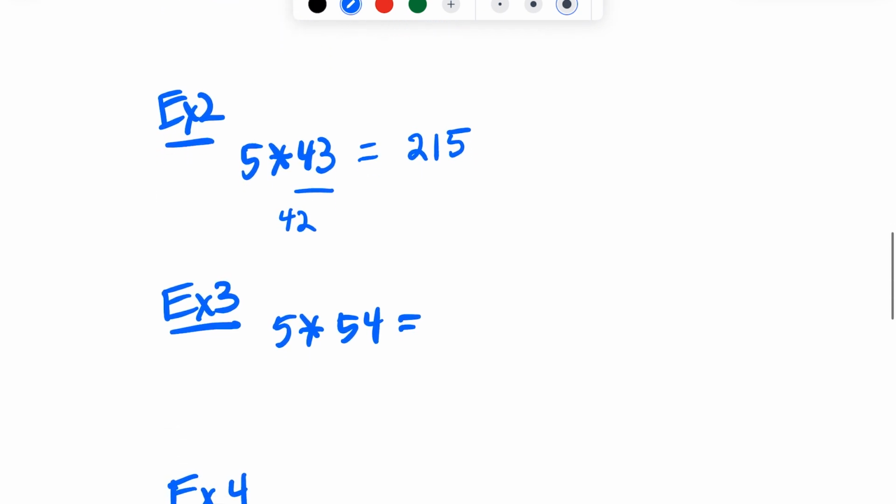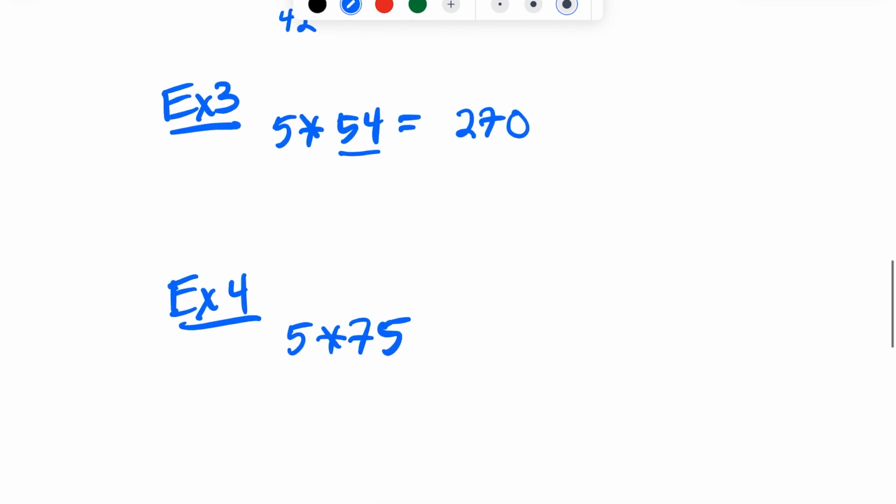Okay? So again, is this even or odd? Well, that's even. So we're going to divide that by 2. So 54 divided by 2 is going to be 27. And since it's even, we're going to put a 0. Next one. Since this is odd, we're going to think of 74 and then dividing that by 2. So dividing 74 by 2 is 37, and then we're going to add a 5 since it's odd.